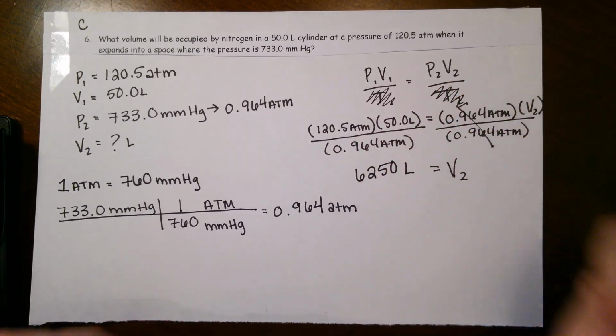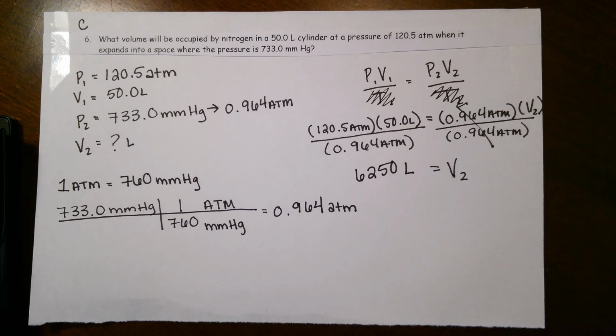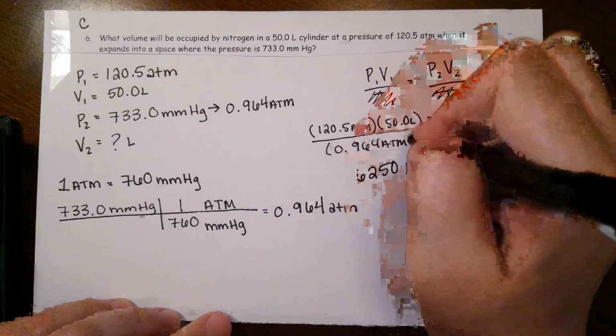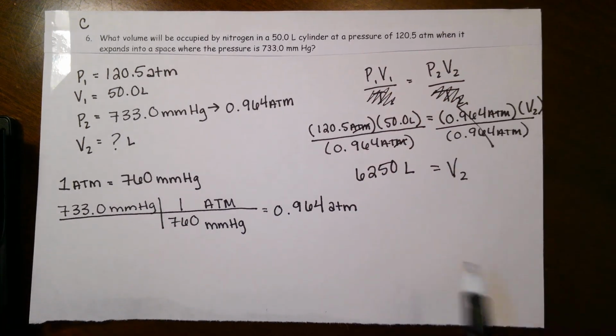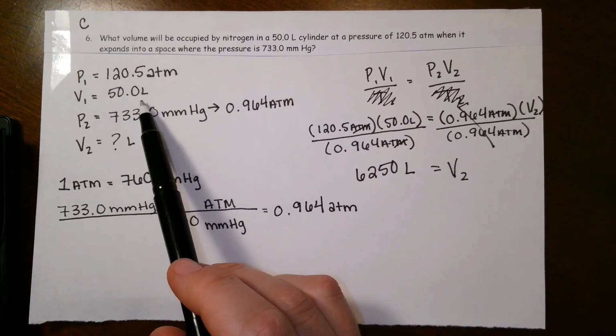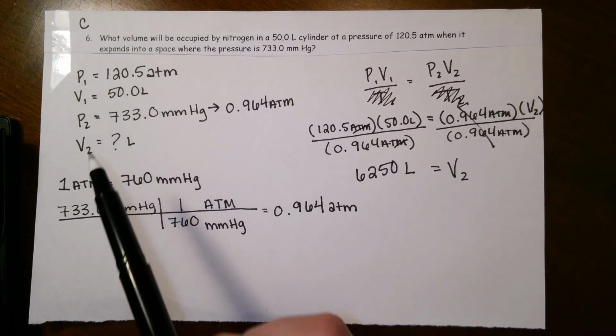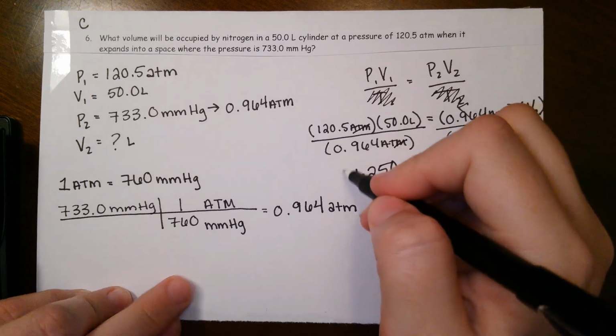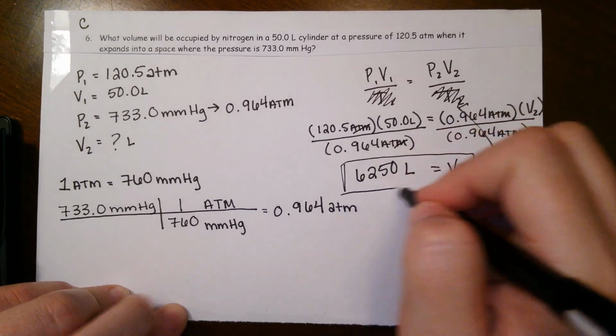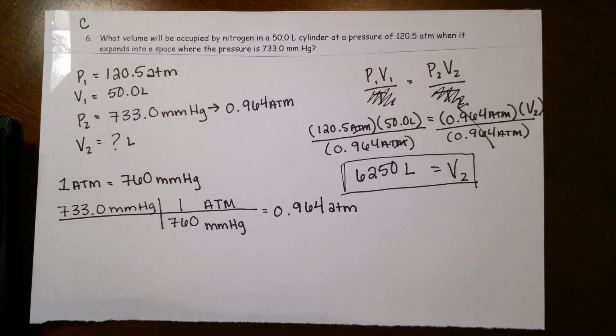6,250 liters. Keep in mind a lot of ways to know that it's liters. ATM cancels top to bottom, you're left with liters. But also our V1 we plugged in was liters, which means our V2 that comes out must also be liters. So that is our answer, 6,250 liters. It is a big increase.